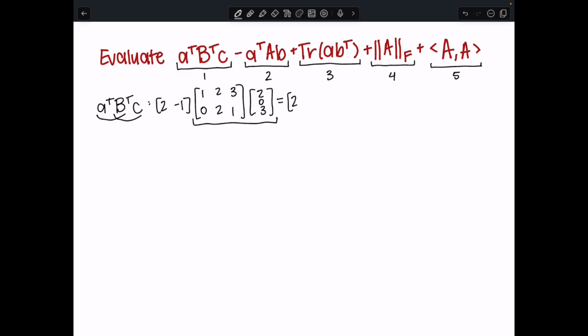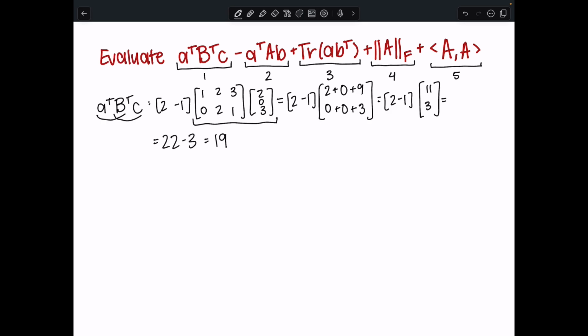We can bring A transpose over, and the dot product of these two will give us 2 plus 0 plus 9 on top, and 0 plus 0 plus 3 on the bottom. This brings us to 2, negative 1, times the vector 11, 3, which comes out to 22 minus 3, which is 19. Great. Let's move on to the second component.